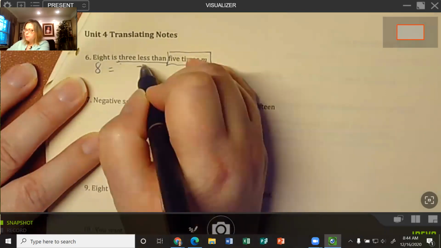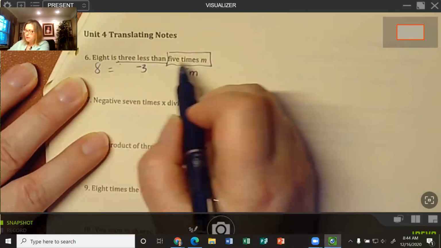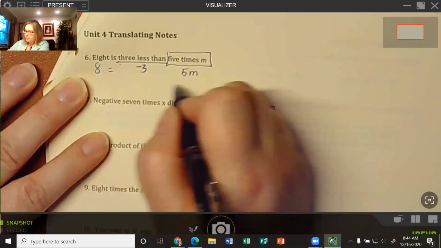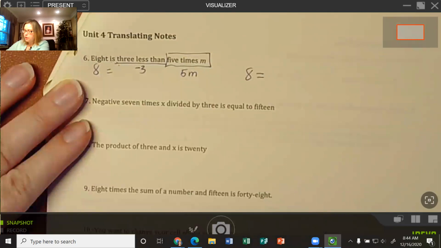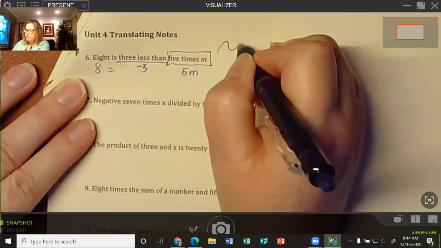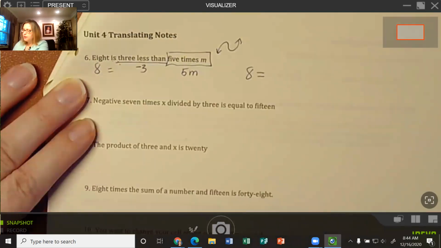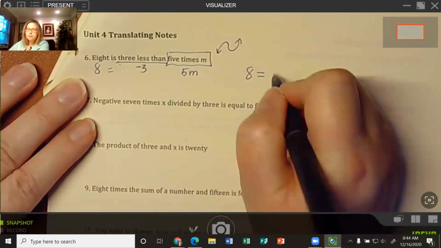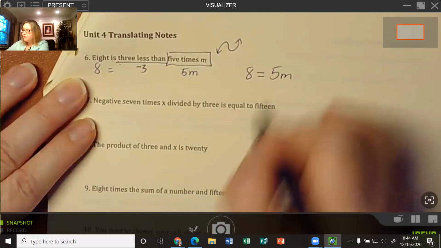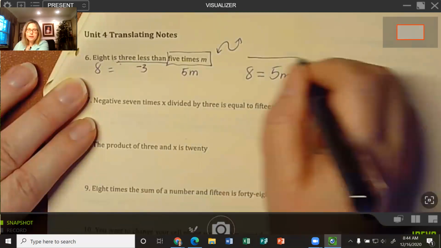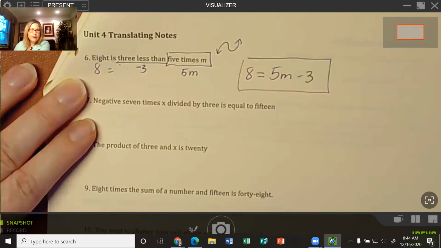all right, will be 8 equals, so when we have that "less than," this reverses our order, okay? So 8 is 3 less than 5 times m. We start off with the 5 times m and then subtract 3. And if you're ever confused with this and you're not sure if your order is correct, put in real numbers that you can obviously know what is correct or not.